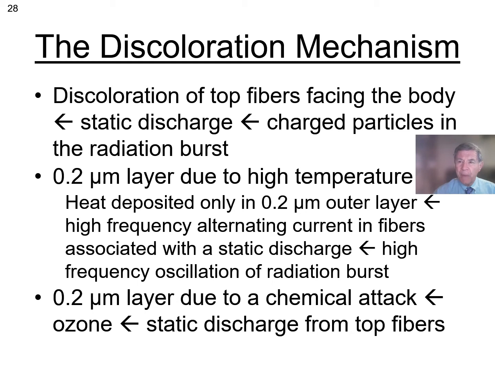Evidences 2 and 3 could possibly also be satisfied by the static discharge from the top fibers facing the body, producing molecules in the air, such as ozone, which would chemically attack the outer region of the fibers. This is a possible explanation if it produces a light sepia to straw yellow color in the thin discolored region in the fibers.